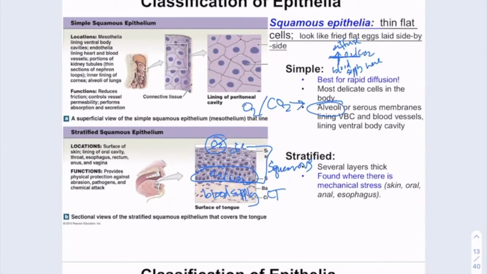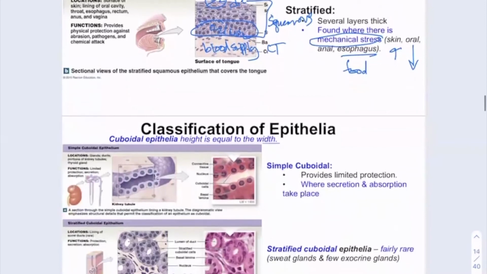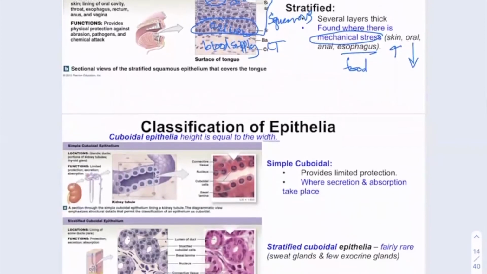So you find stratified squamous where you need very thick layers because there's a lot of mechanical stress, things passing over it. So the esophagus has food constantly passing over it, right? And your skin, and all kinds of stuff in your mouth. Anyone that's ever eaten Captain Crunch knows anything that's too abrasive in the inside of your mouth, you start shredding up that stratified squamous layer.